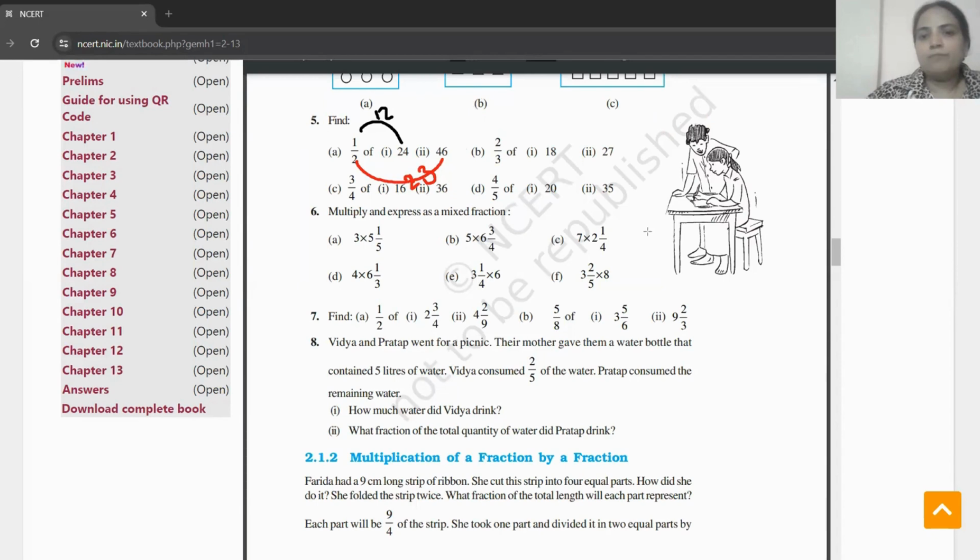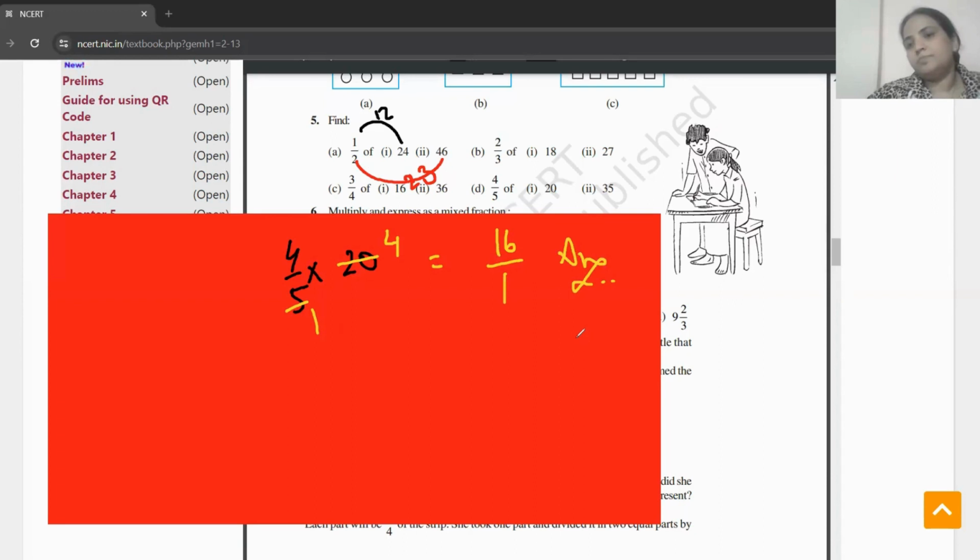Let me do one more part for you and the rest you will do as homework. This is 4/5 of 20. Of I'll write as multiplication. Now I know 5 and 20 both have common factor 5. That means they both come on the table of 5, so I'll divide both by 5. 5 divided by 5 is 1. 20 divided by 5 is 4. Now 4 times 4 is 16. 16 by 1 is your answer. Is this clear to everyone or not?